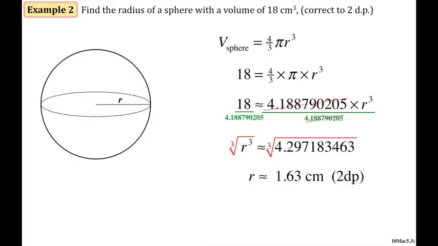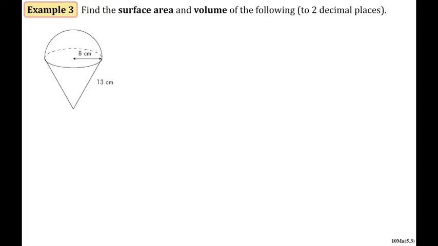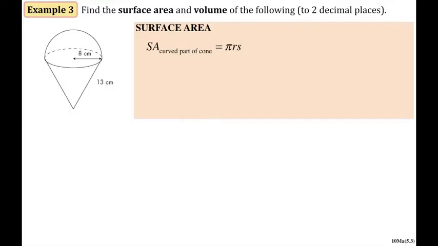They're not very common, but you still need to be able to do questions that are a little bit trickier. Our final example is a composite shape where we actually have a cone and half a sphere joined together. So when we look at this shape, the first thing I'm going to deal with is the surface area.